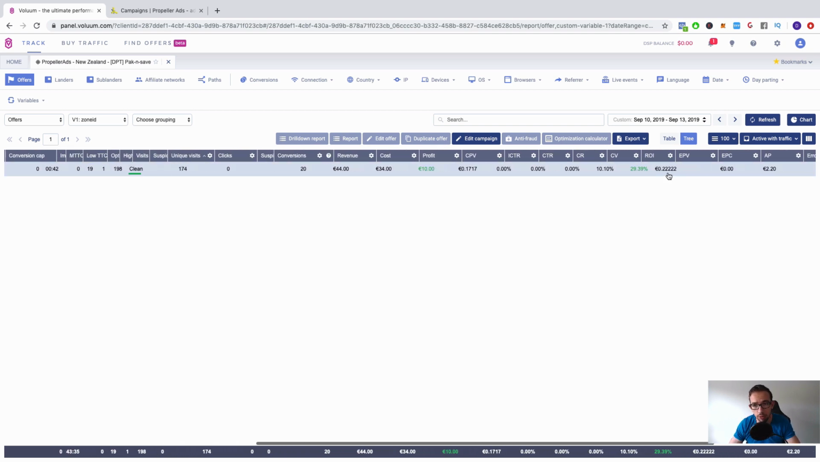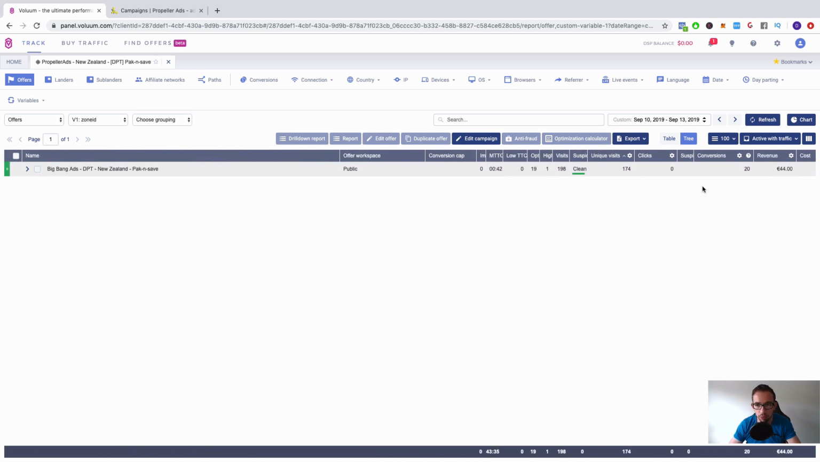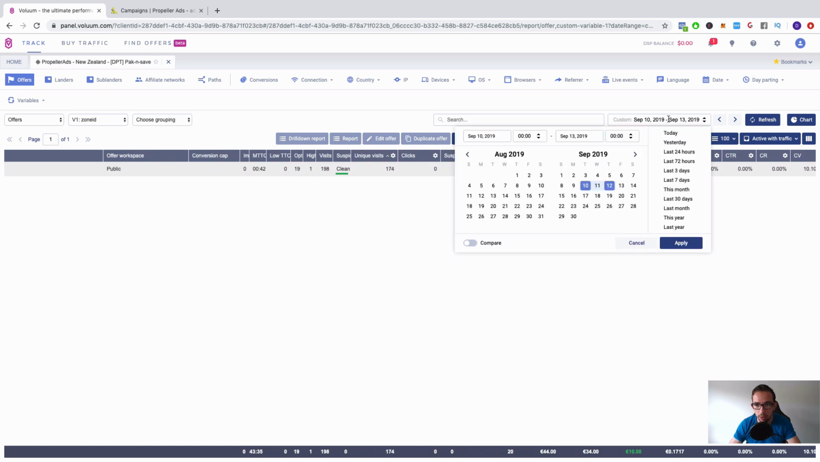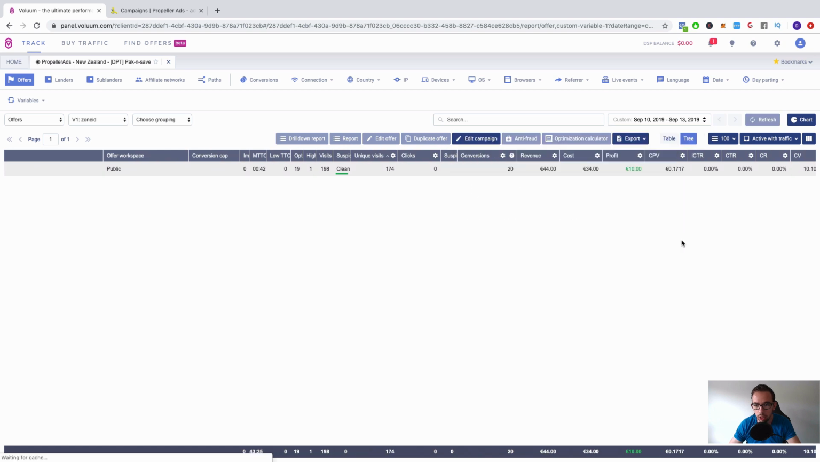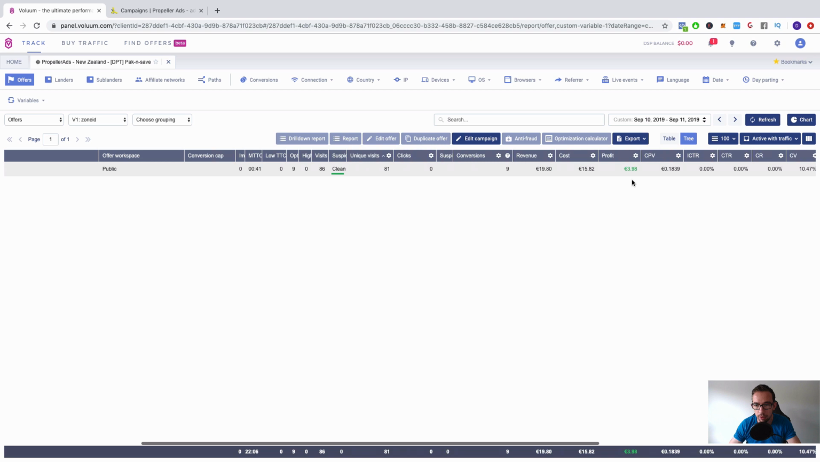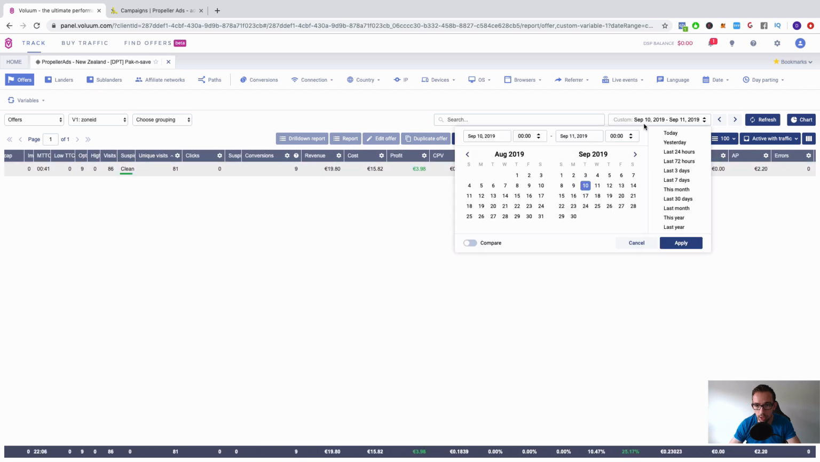So this is getting interesting right now. Conversion rate is about 10.1%, stable, which is pretty good. And 29% ROI is pretty good. However, what happens if we show them day by day? Just real quick to see the ROI percentage. Okay, so 25%.